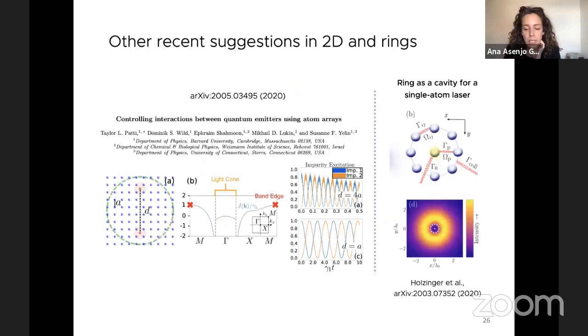Okay, so then maybe it's time. Well, I wanted to mention that we are not the only ones thinking about this. There have been recent papers on the arXiv from the groups of Susanne Yelin, Misha Lukin, and F. Shahmoon on using 2D arrays to mediate interactions between qubit impurities. And also a very nice paper by the group of Helmut Ritsch on how a ring of atoms can behave as a cavity for a single impurity atom. So these ideas are kind of catching up.